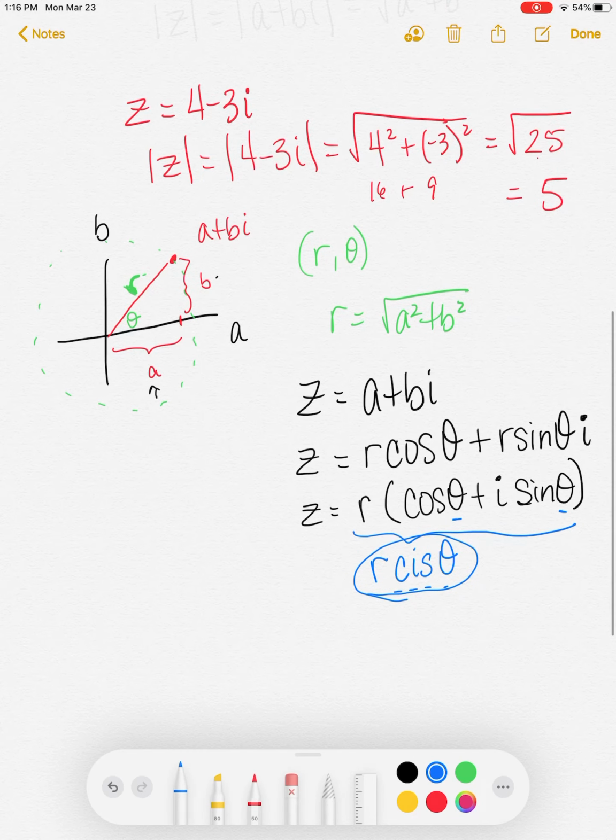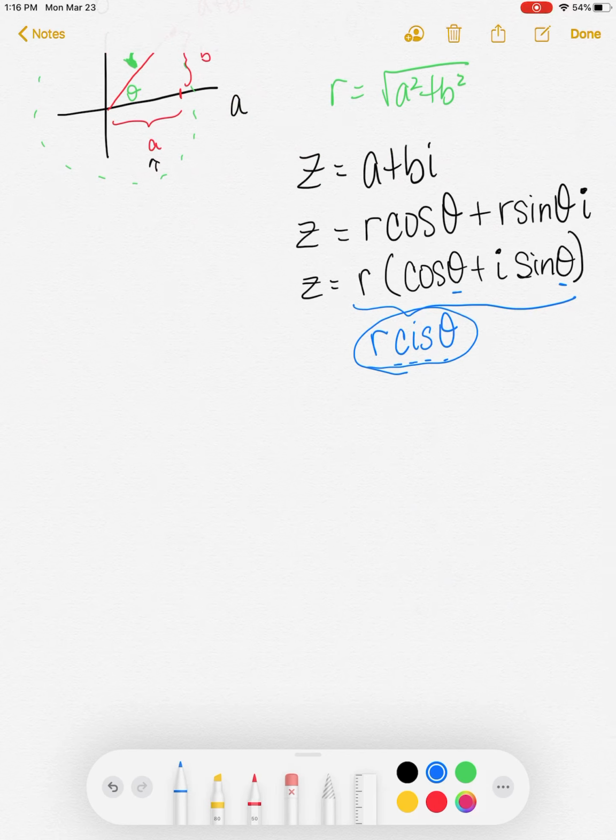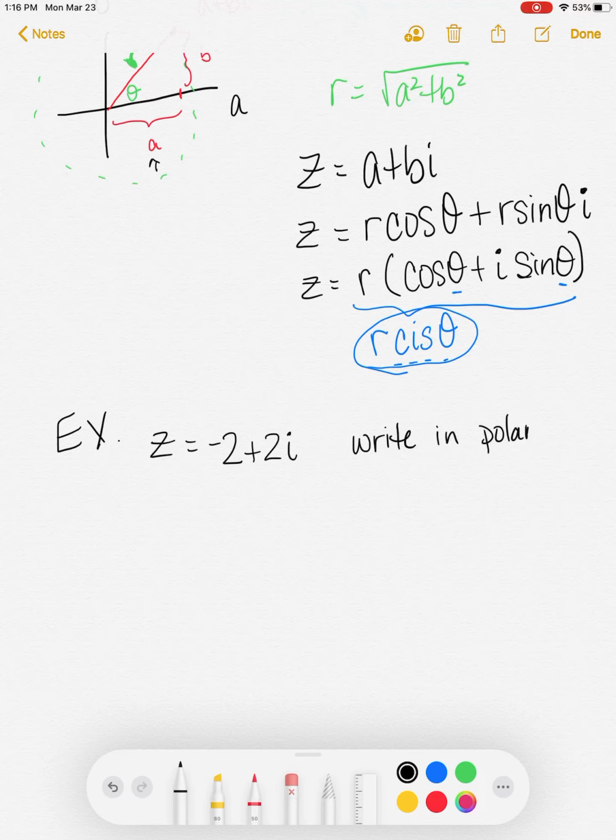All right, so let's do an example. Let's switch over, I'm going to go to black here, for our example. So let's say we have z is equal to negative 2 plus 2i. We're going to write this in polar form.